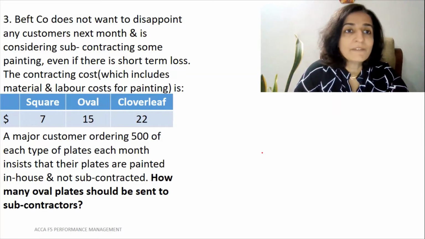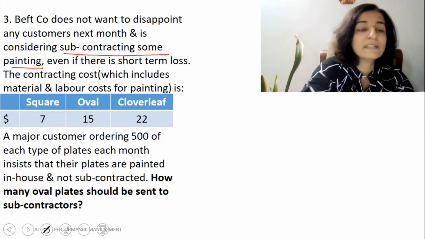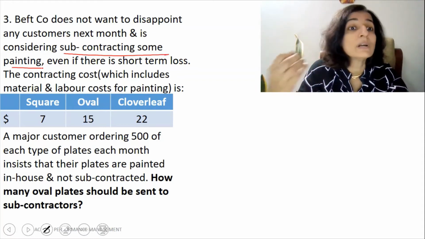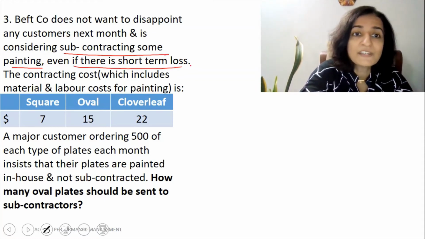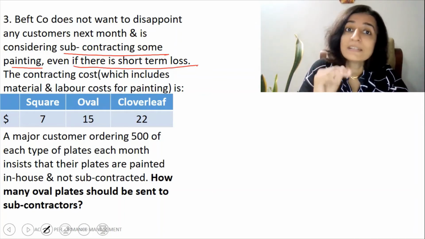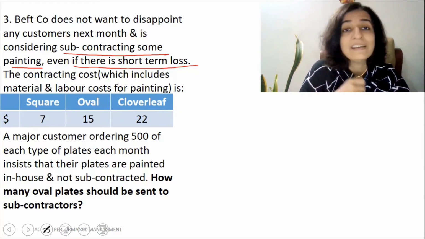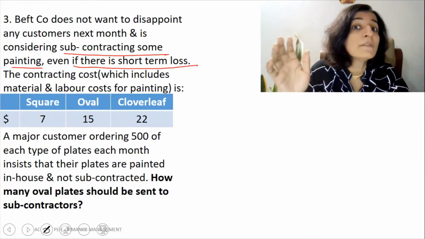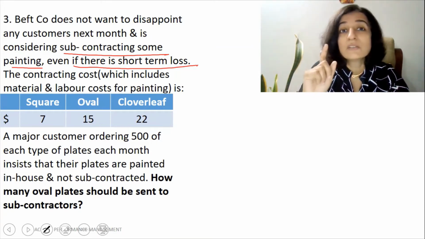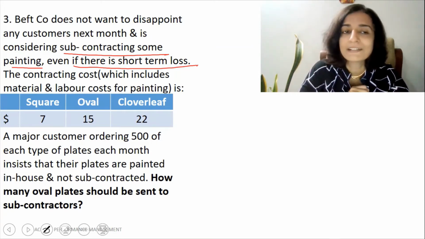Question number 3. BEFT company does not want to disappoint any customers next month and is considering subcontracting some painting. So it wants to give the painting work outside, even if there is short-term loss. That is, we know that painting in-house is cheaper, but just because we have got limited labor hours for painting, we are forced to give the painting work outside. So this is nothing but make or buy with a limiting factor.